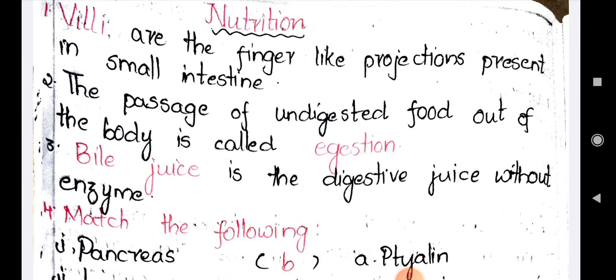Dash is the digestive juice without enzyme. This is a very important bit. Bile juice is the digestive juice without enzyme. Who will produce the bile juice? The liver will produce the bile juice. What is the function of the bile juice? Emulsification of fats will be done by the bile juice. What is emulsification of fats? It is nothing but the breakdown of complex fat molecules into simple globule-like structures. That emulsification will be done by the bile juice, which is secreted by the liver. So the answer is bile juice.